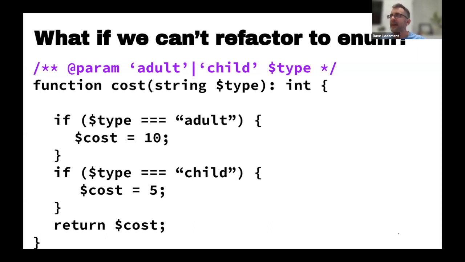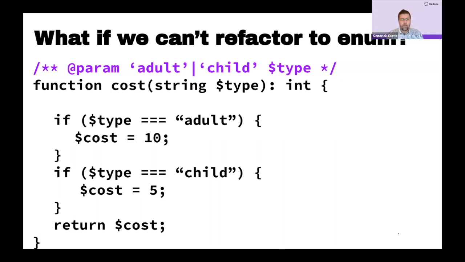And the ability to have this additional type information, for example, the fact we can say that $type isn't just any old string, it's either adult or child, is quite powerful. And it's these kinds of extensions of the type system that tools like PHPStan bring. And there are many other examples like this, but this helps us certainly when we've got legacy code where maybe we can't use the latest language features.